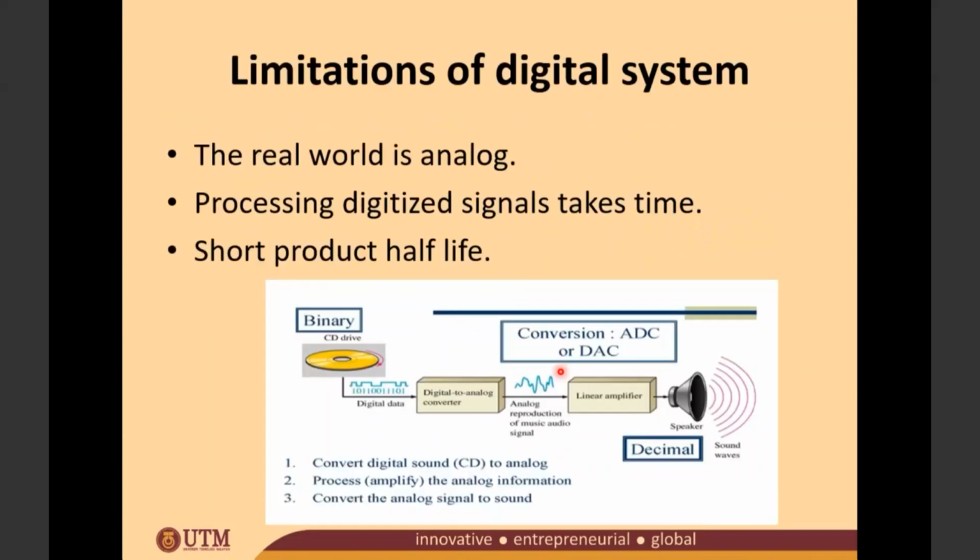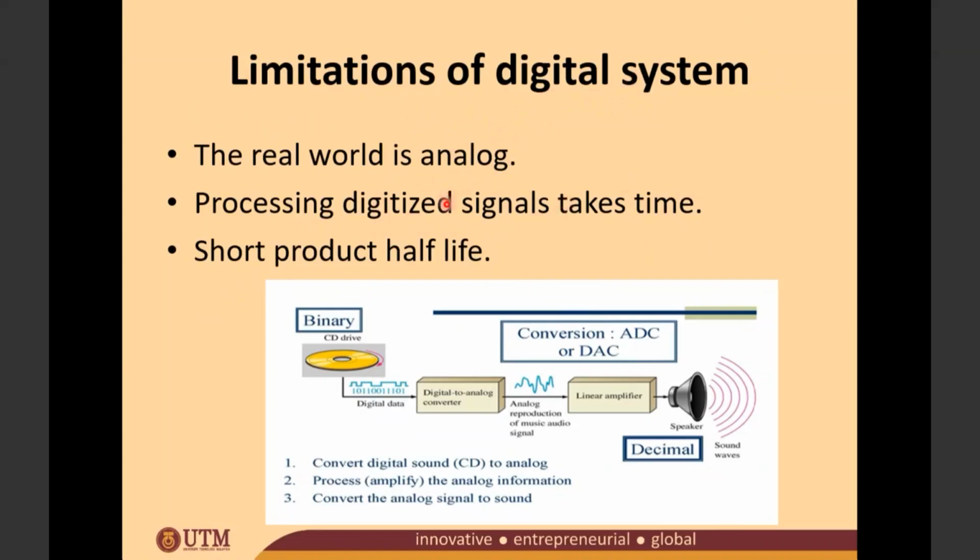Okay, and now we are going to look at the limitations of the digital system. The first one is that the real world is in analog signal. This is the first drawback of the digital system. Why? All of the real world signals are analog. So before we use the digital system, you have to convert the analog signal to a digital signal. And pre-processing to digitize the signal takes time. So this was a problem before.